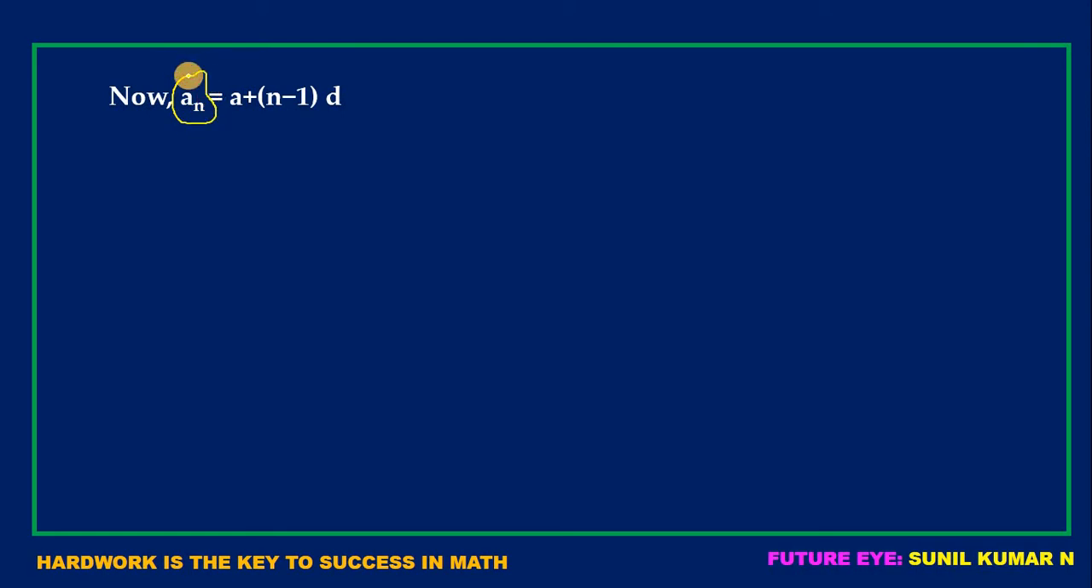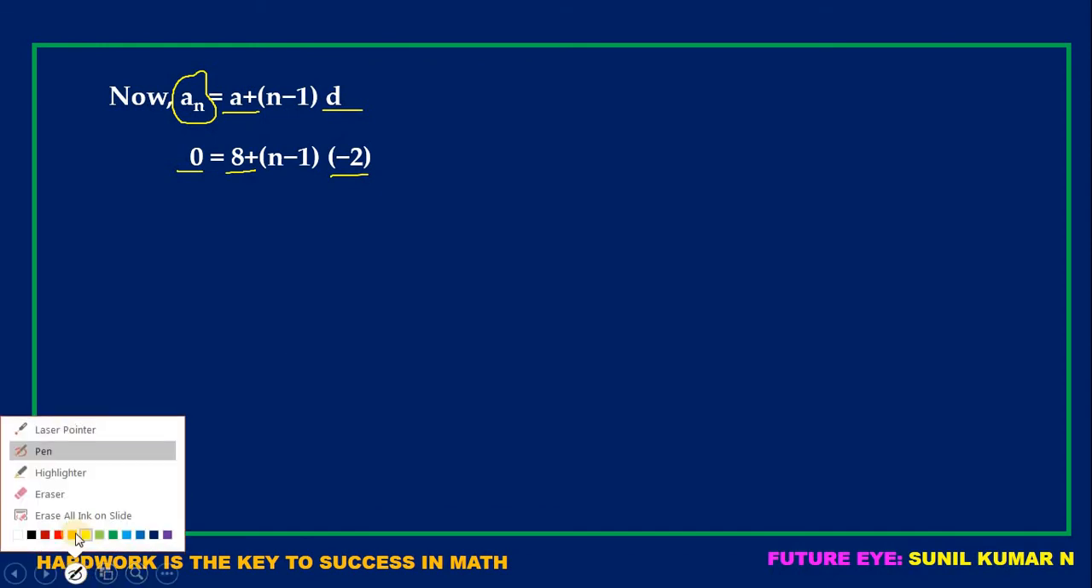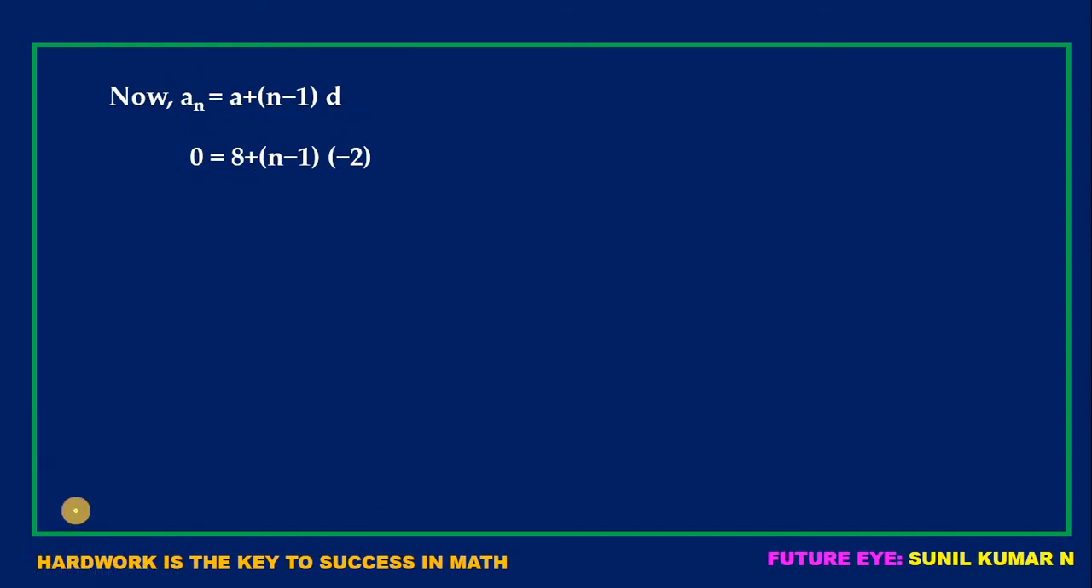Here the An value will be 0, because they are asking which term will be equal to 0. That means we have to understand that An value is 0. Now substitute all the values, children. An is 0, and in the last slide we found the a value, that is 8, and the d value also we found, that is minus 2. And you know how to find the n value.